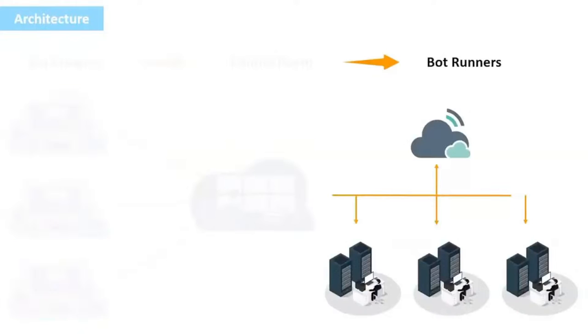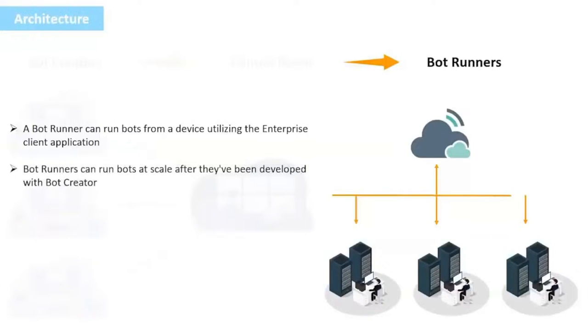Bot runners. A bot runner has the ability to run bots from a device utilizing the Enterprise Client application. The device is registered with the Enterprise Control Room after the bot runner user logs in for the first time, and the user can deploy bots on that device. Bots are run by the bot runner, which is a software machine. Bot runners can run bots at scale after they have been developed with the bot creator.